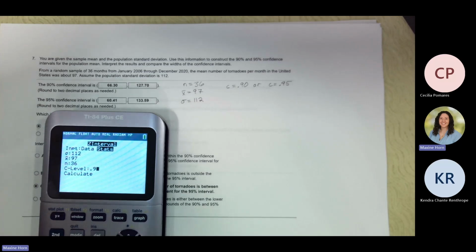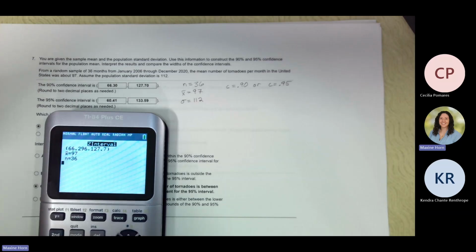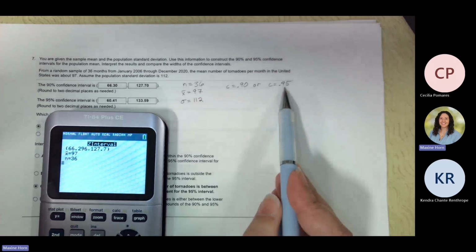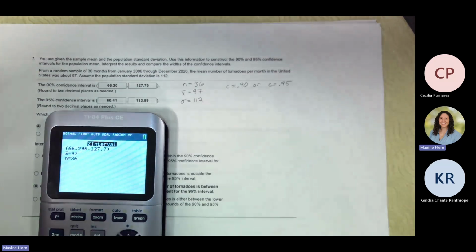Okay, so we're going to start with the confidence level of 90%. Okay, so we get our numbers, we round to 2 decimal places. Now we're going to do the same with 95. So again, stat, tests, z interval, and the same numbers, but the only thing we're changing is that we want to be a little bit more sure. We want to increase our confidence level. And we get these numbers.